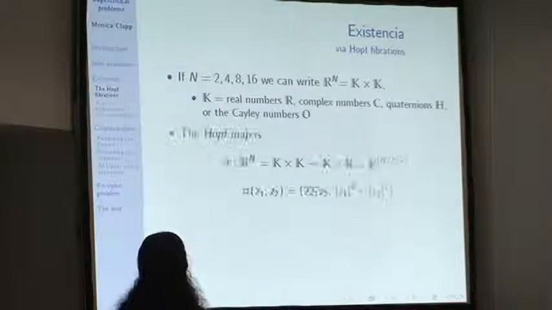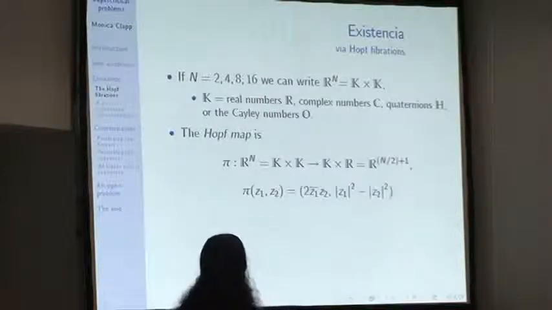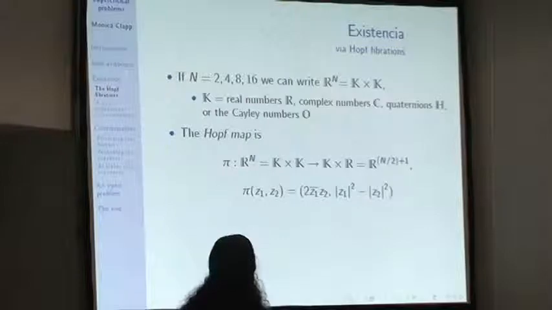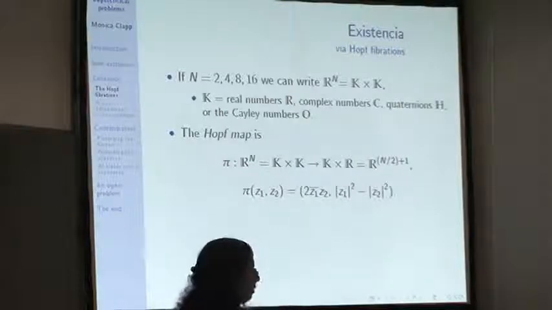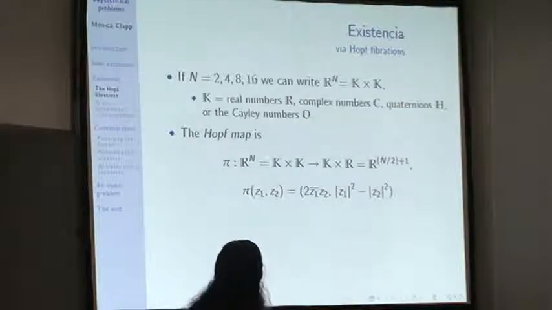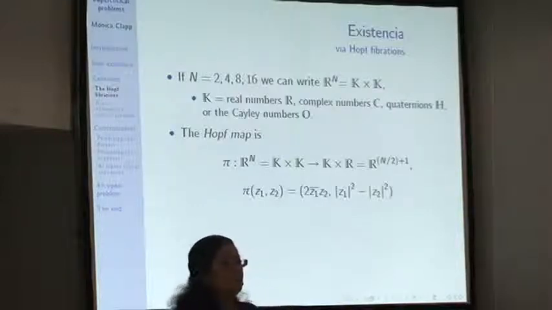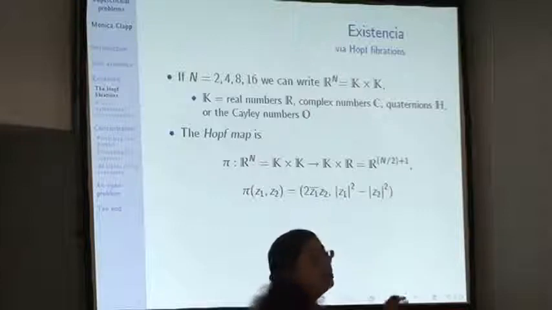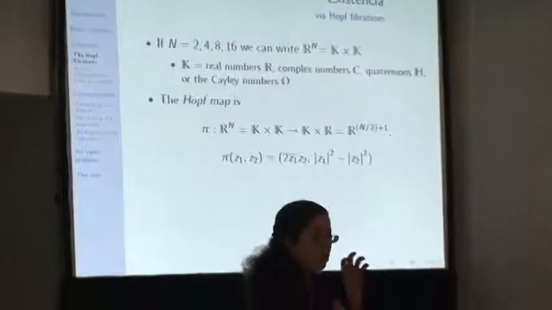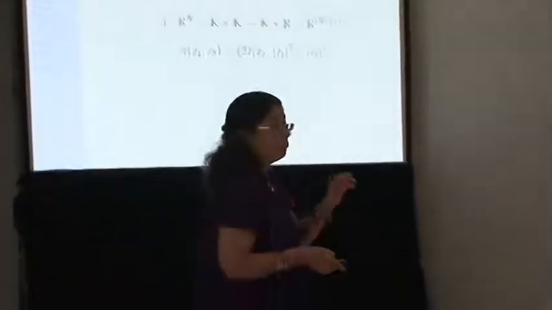And what's the Hopf fibration? Well, the Hopf map is given by this expression here. It goes from R^n to R^(n/2+1). So you see, if the dimension is 4, 8, or 16, here the dimension will be smaller. So this is kind of counting off the usual Hopf map on the sphere. Yes, this is because I need the geometric Hopf map. I need the geometry of the Hopf map.